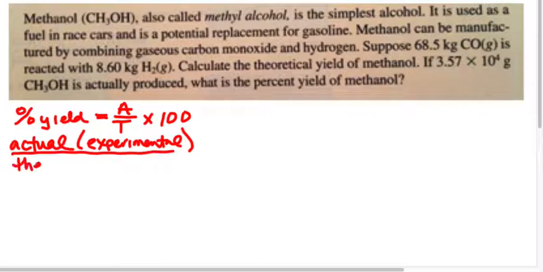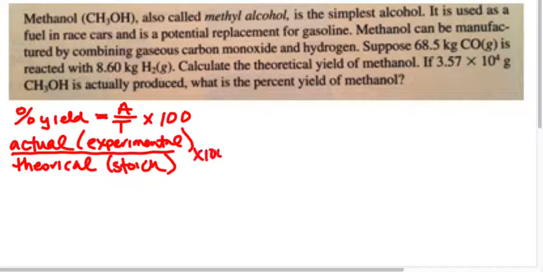Theoretical is in a perfect world, in a perfect scenario, how much theoretically should have been produced. So to do that, you actually have to do stoichiometry. Theoretical yields have to be calculated. So actual over theoretical times 100.